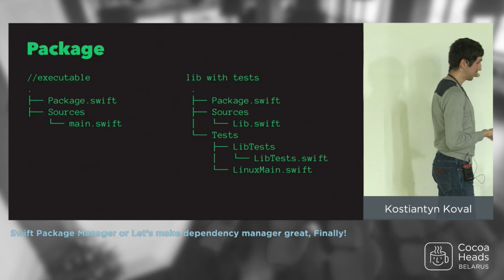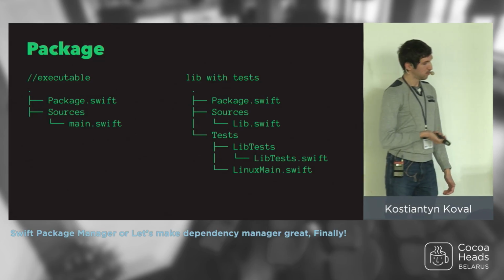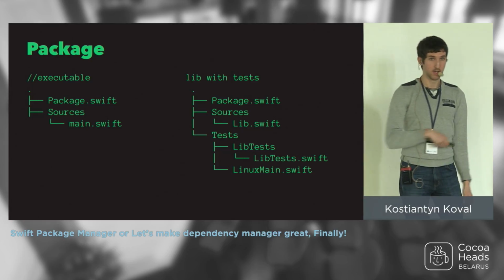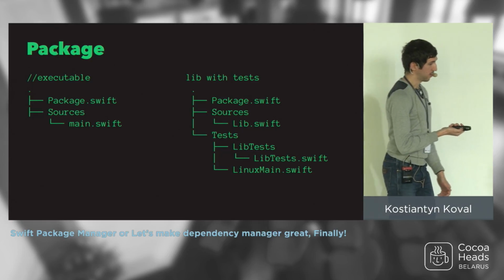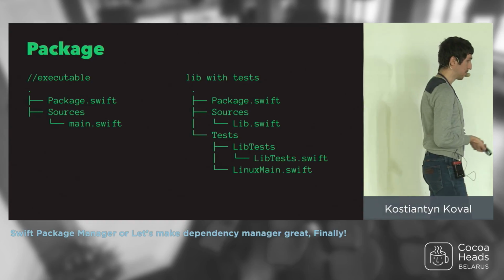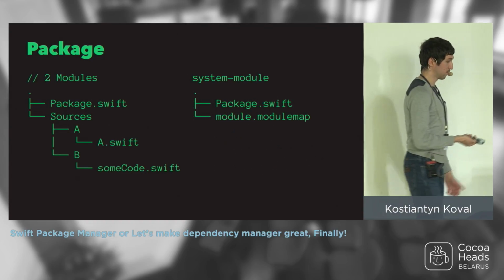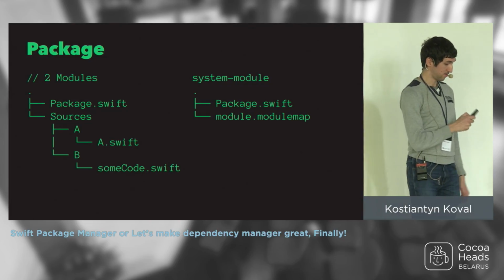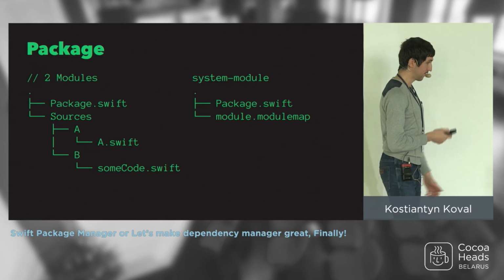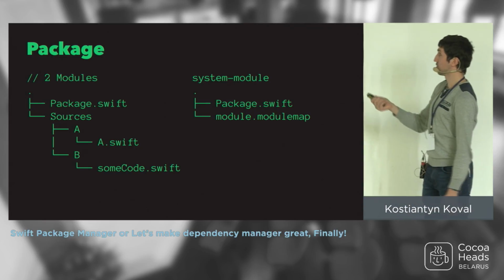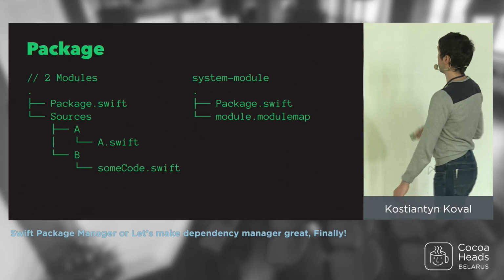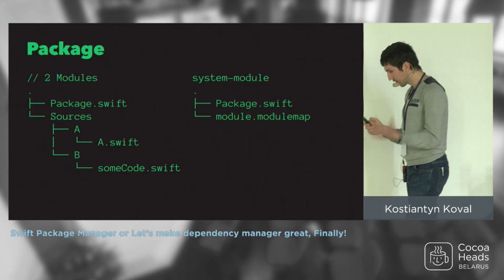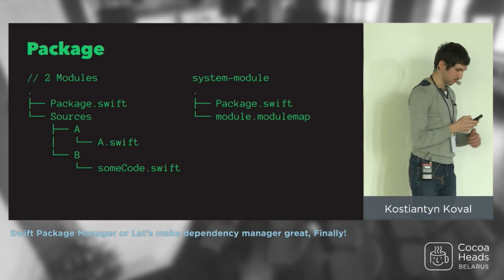So here are a few examples. Executable, simple stuff: Package.swift, main.swift and Sources. You run swift build, you get an executable. For a library, you put a lib. If you want two modules, you put a subfolder in Sources. You put two folders, you get two libraries. And there are system modules. Nice name, and what is it?